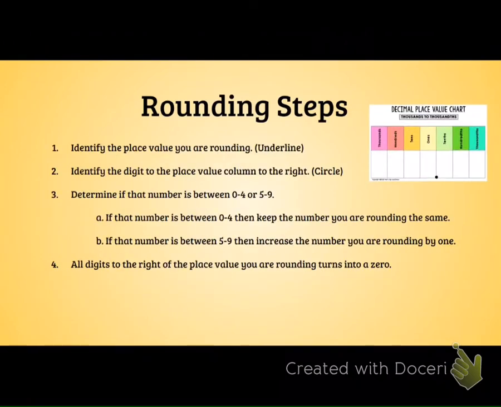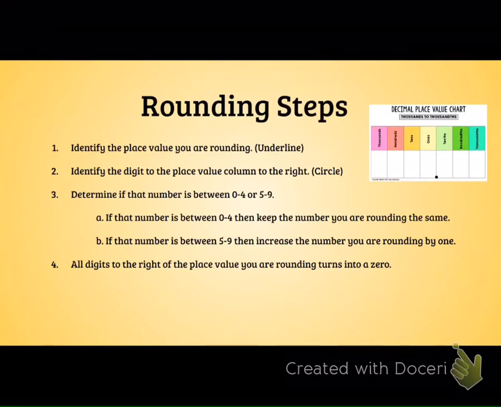All right, so these are our rounding steps. Number 1, we identify the place value that you're rounding and we underline that place value, that digit in that place value. Number 2, we identify the digit to the place value column to the right. So we circle the number to our right. Now that number that we circle, number 3, we need to determine if that number is between 0 and 4 or between 5 and 9. And you can see 3a there.